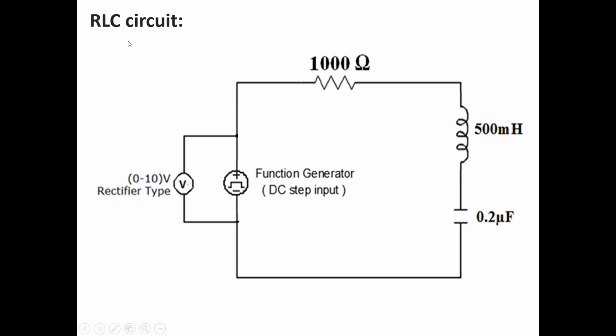Next, the RLC circuit. Here resistance, inductance and capacitance are connected in series, and the resistance value is 1000 ohms, inductance value is 500 millihenry and capacitance value is 0.2 microfarad.